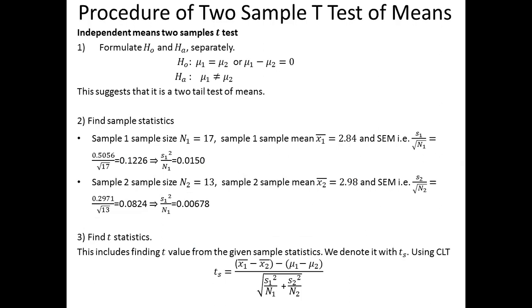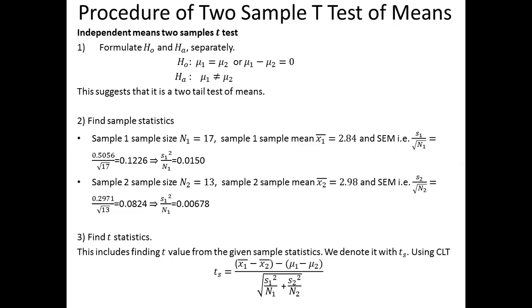Step number 2, you have to find the sample statistics. The sample statistics are the sample sizes, sample means, and the standard deviations and SEM. For sample 1, we have sample size 17, and the sample mean is 2.84, and the SEM is S1 upon under root N1, which is 0.5056 upon root 17, which is 0.1226, and the variance is S1 square upon N1, which is 0.0150. For sample 2, we have the sample size equal to 13. The sample mean x2 bar is 2.98, and SEM is S2 upon root N2, which is 0.2971 upon root 13, and this gives 0.0824.